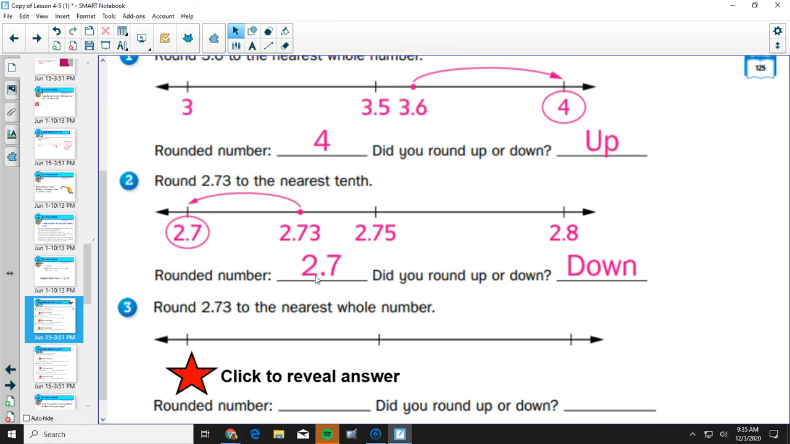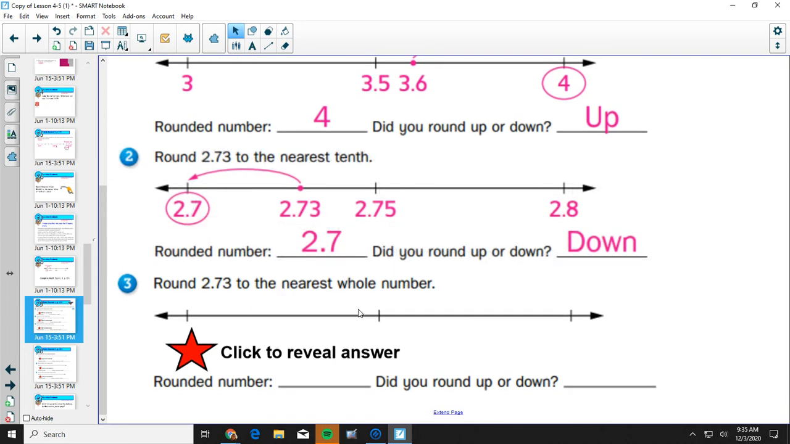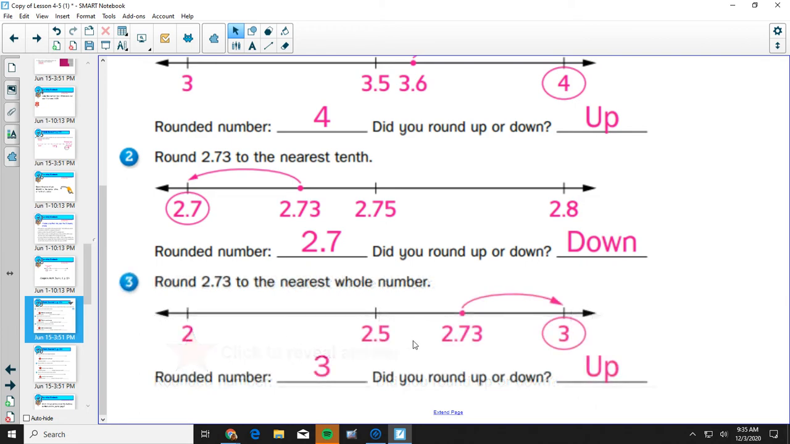And we are going to round the number to 2 and 7/10, and we rounded it down because that 3 tells my 7 to stay, so the number goes down. Now rounding it to the nearest whole number, we went between 2 and 3. We've got 2.5 or 2 and 5/10 in the middle. So since the 7 is larger than the 5, we're putting it over here to the right. And so we see that is closer to the 3, and so we actually round it up to the nearest whole number of 3.